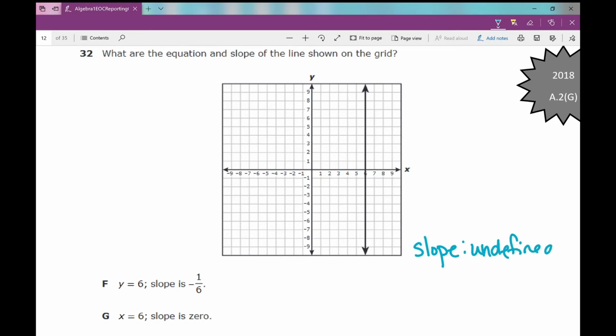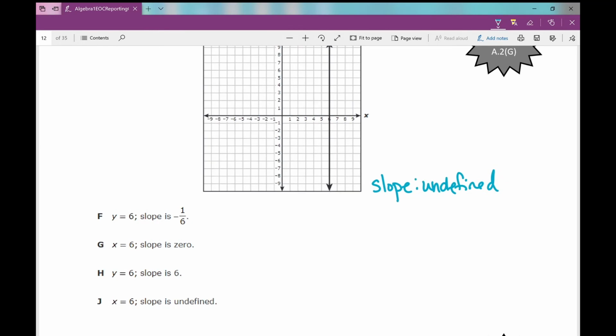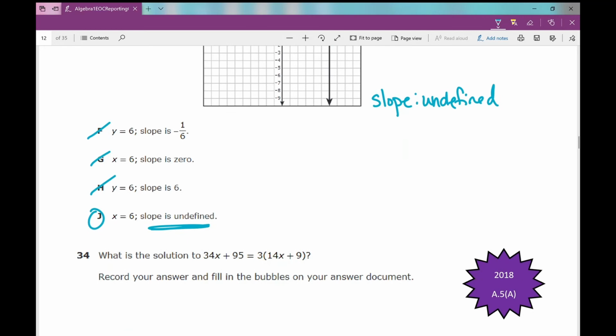Undefined, no slope. So, which ones can you eliminate? Every single one of them. F, G, H. My answer is J. In fact, the equation of this line is x equals 6. Every x value on this vertical line is 6.